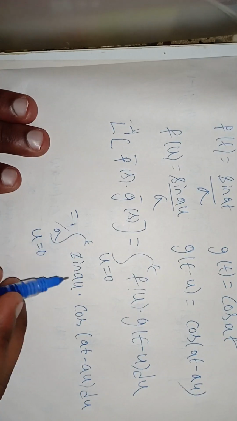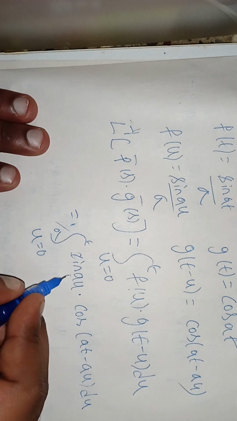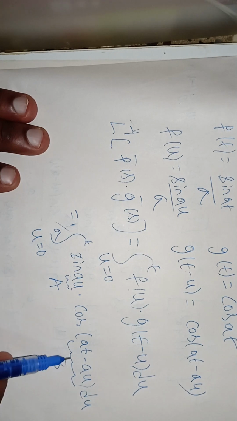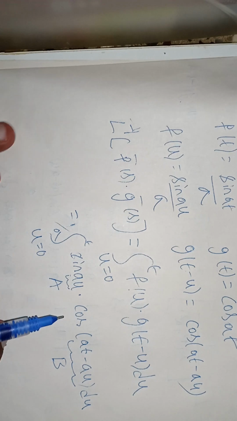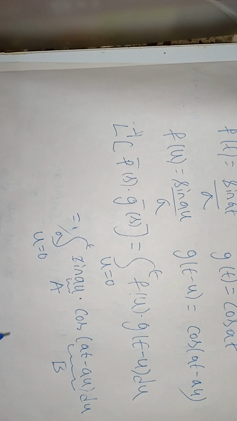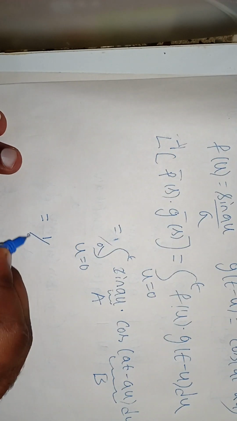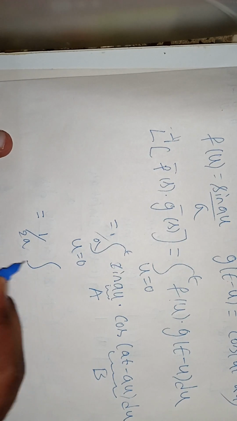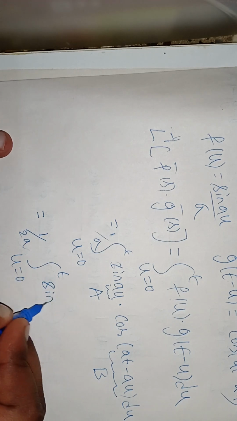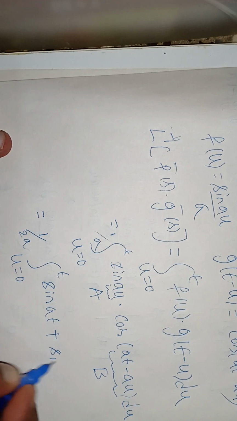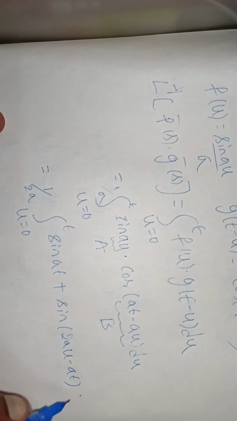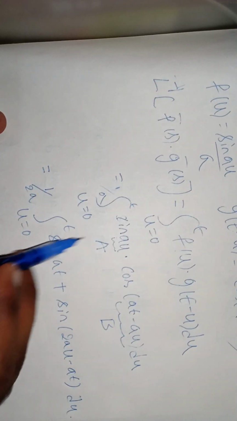So basically you can't integrate this directly because you have a product of two sine terms. So this au can be treated as capital A and this whole term can be treated as capital B. So it is sin A cos B. You know sin A cos B is half of sin of A plus B plus sin of A minus B. So using that result we end up with 1 by 2a outside, the integral u varies from 0 to t, sin at plus sin of 2au minus at, du.